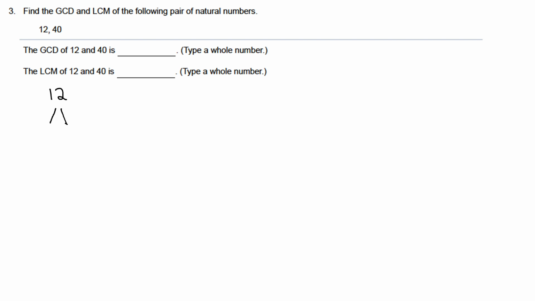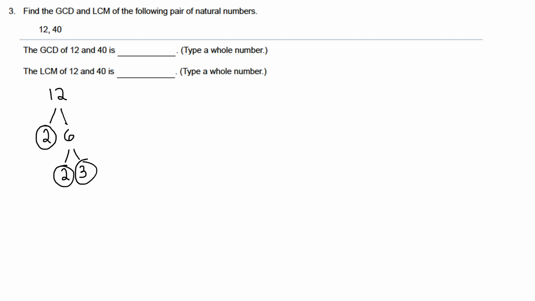And we need to think of two numbers that when multiplied together will give us 12. I know that 2 times 6 is 12, so I'll write those numbers down. 2 is a prime number, so you can circle it. 6 is not a prime number, so we need to think of two numbers that when multiplied together will give us 6. I know that 2 times 3 is 6. 2 is a prime number, and 3 is also a prime number.